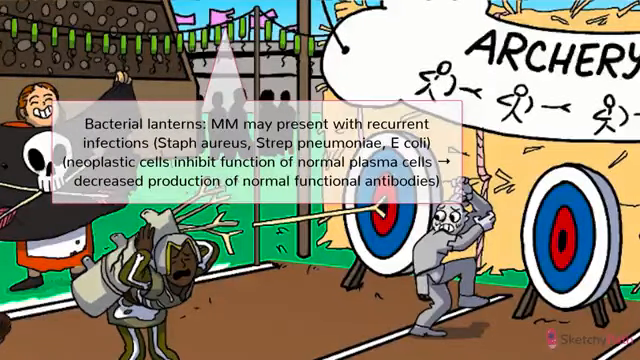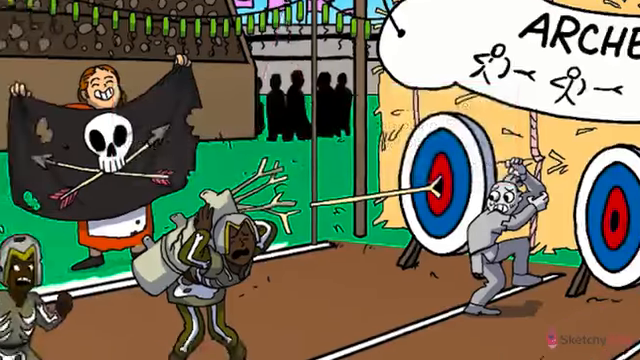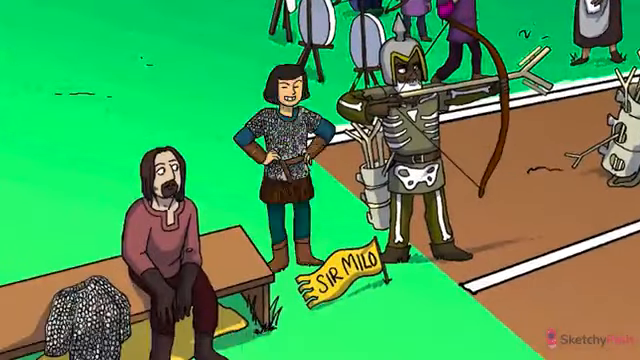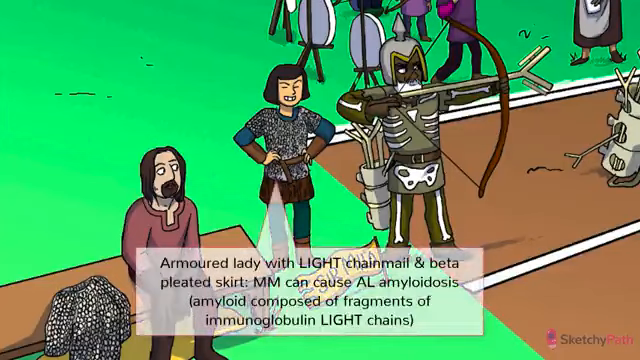Neoplastic cells inhibit the function of normal plasma cells, leading to decreased production of normal functional antibodies. Recurrent infections with Staph aureus, Strep pneumoniae, and E. coli are the most common. Oh shoot! It's Joan of Arc from our amyloidosis sketch. Our symbol for amyloidosis is an armored lady.